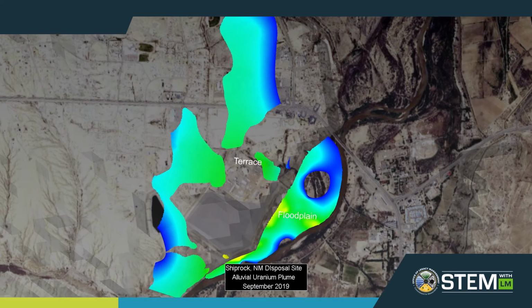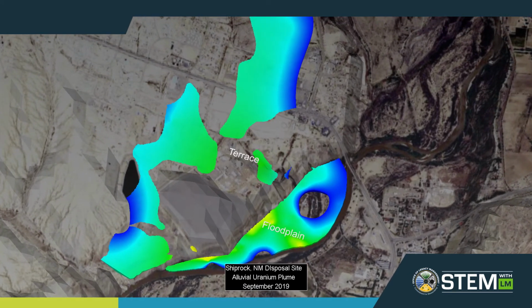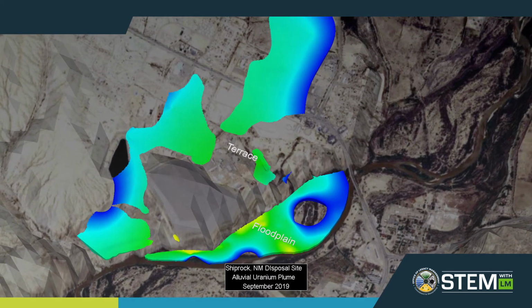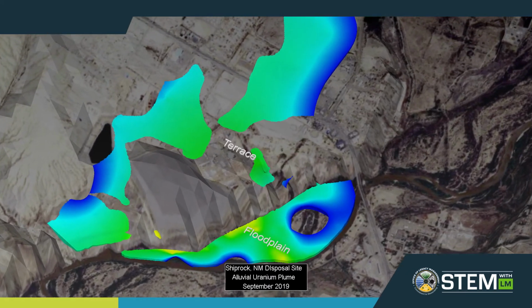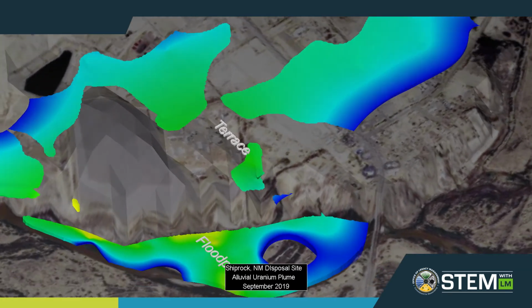And once we know how polluted it is, we can talk about what we can do to reduce contamination or remediate the groundwater. Shiprock actually has 2 plumes, one on the terrace and one on the floodplain along the San Juan River. These 2 plumes interact across the escarpment, or the cliff that separates the terrace from the floodplain.